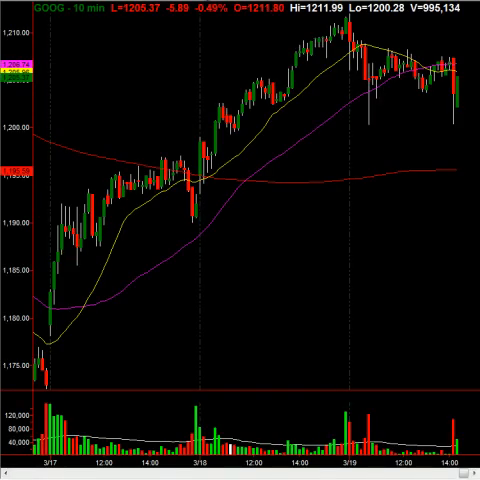Google is down about $6 on the day. Honestly, not that much of a drop on Google. That's a very, very minor drop. By the way, markets are bouncing more back here.